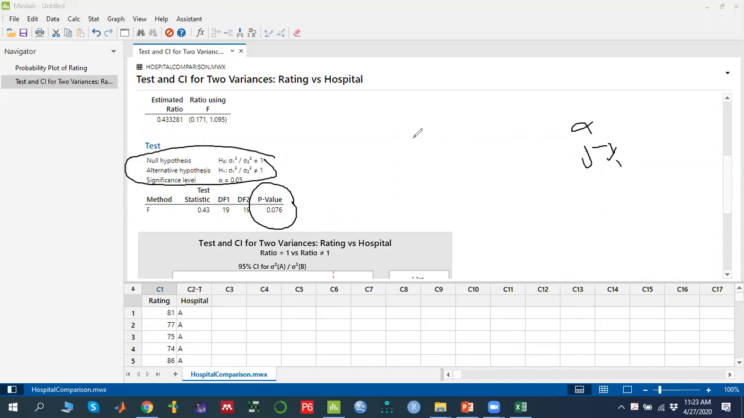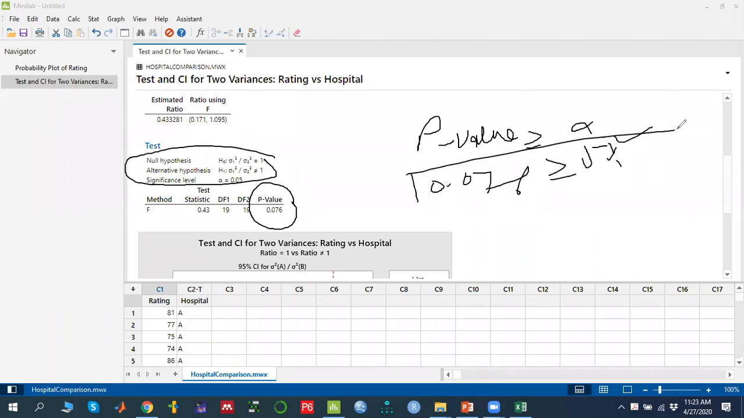Whereas the p-value is 0.076, and this 0.076 is greater than or equal to 5%. So that means this condition is true. So we will say accept H naught. And what was that? That is the ratio of the variances equal to 1. That means both the variances are equal. So we will say this is homogeneous, right? Both the populations have equal variances.